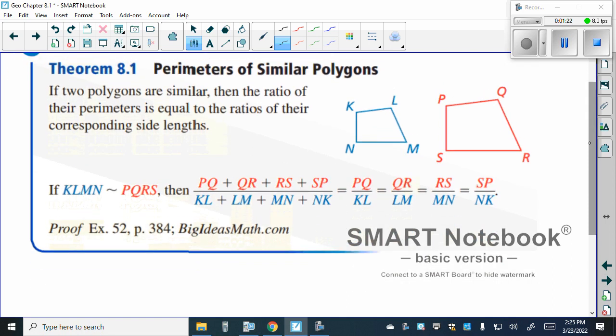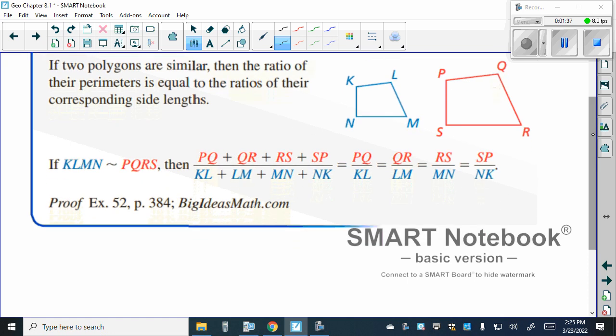We'll go on and move on to the next property, and that's perimeter. And what our property with perimeter is, if 2 polygons are similar, then the ratio of their perimeters is equal to the ratio of their corresponding lengths. So the perimeter of one over the perimeter of the other is equal to the ratios of the corresponding lengths.